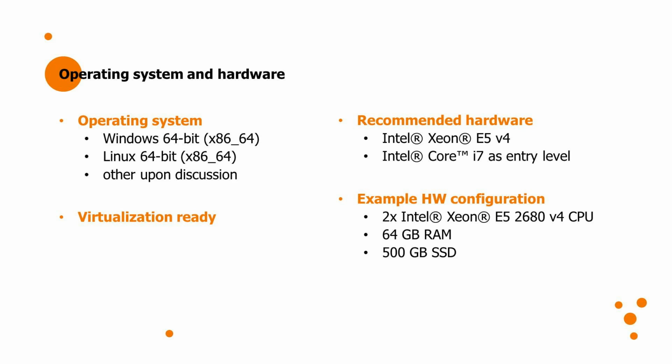An example of typical hardware configuration would be two Intel Xeon E5 2680V4 14-core processors with 64 GB of RAM and 500 GB of storage. We recommend SSD because of their high reading and writing speeds.